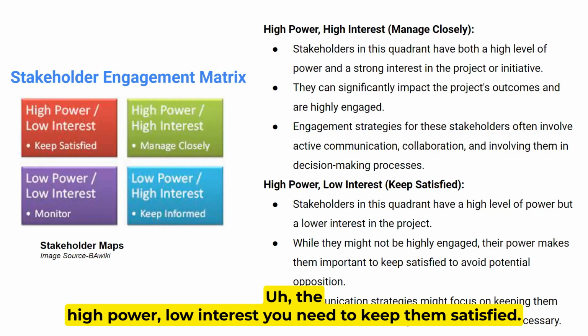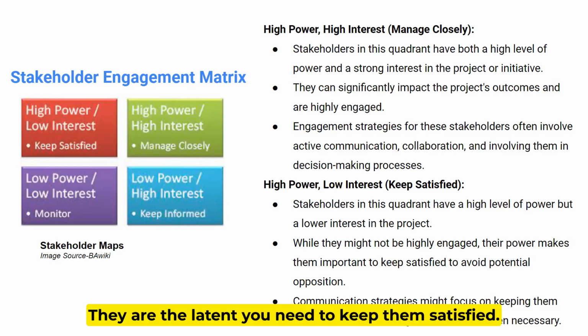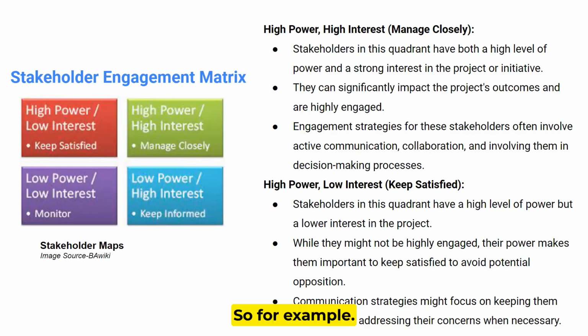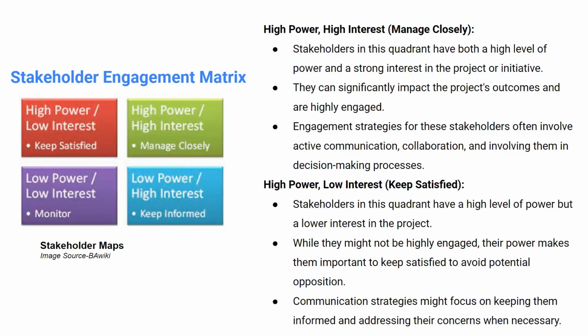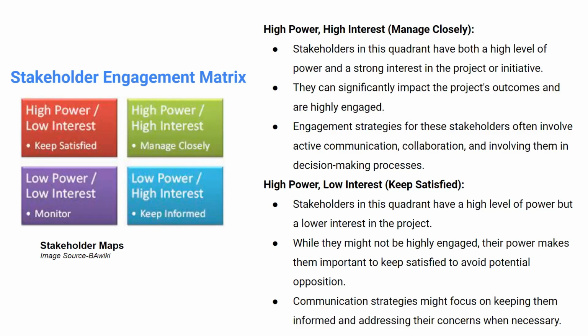The high power, low interest, you need to keep them satisfied. They are the latent. You need to keep them satisfied. They have high power but low interest. So, for example, family members of the young people you want to engage during the community campaign, the election campaign program. These family members, you need to also keep them informed.